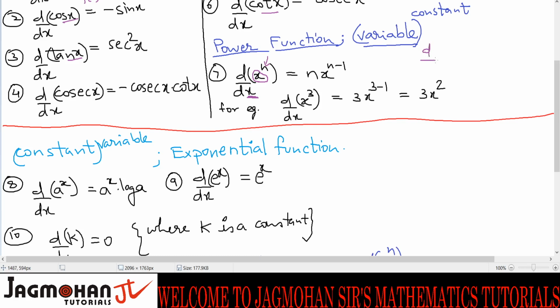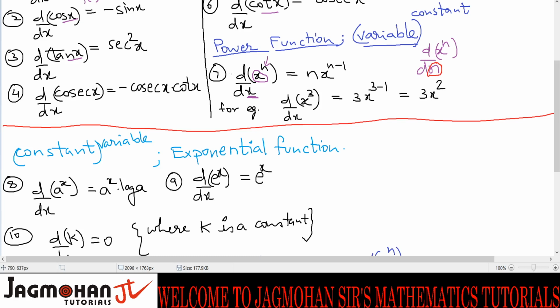If suppose I have d by dn of x raised to n. Now what you see, the function is same as this, x raised to n, but it will no more be variable raised to constant. Why? Because this time you are differentiating with respect to n, because of which n will become a variable. So this will become constant raised to variable.